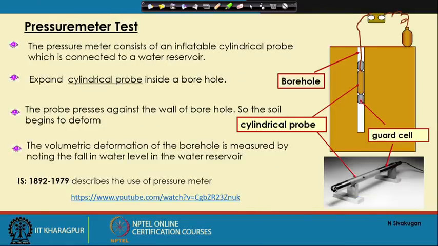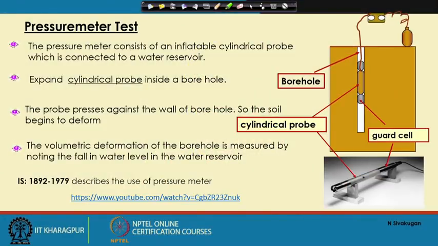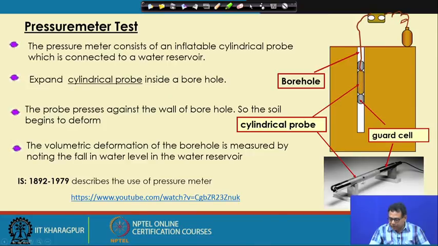So the next test, so that was the cone penetration tests: SPT, SCPT and DCPT. The next one that I will discuss is the pressure meter test, which is also very useful to determine the soil properties. It is also an in situ test, where the pressure meter consists of a cylindrical probe. So this is a cylindrical probe, or this is actually the pressure meter. I will show you a video where you can also see the pressure meter.